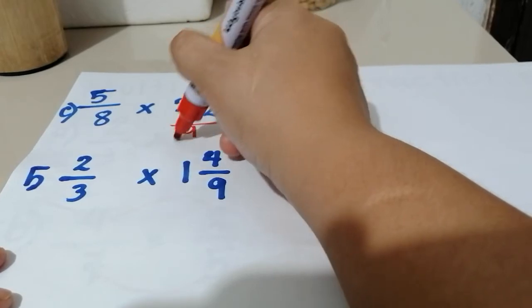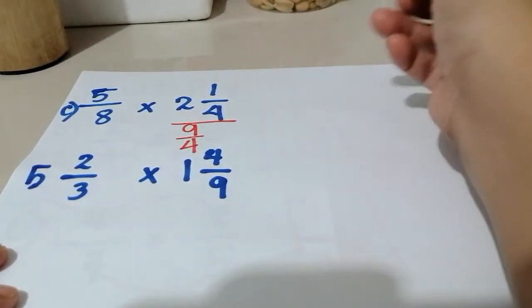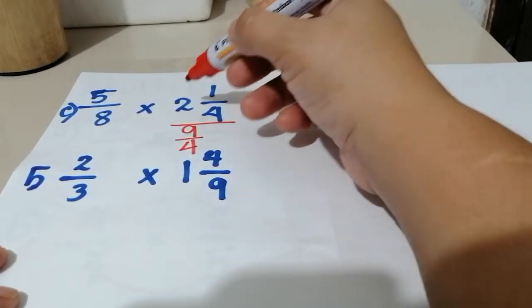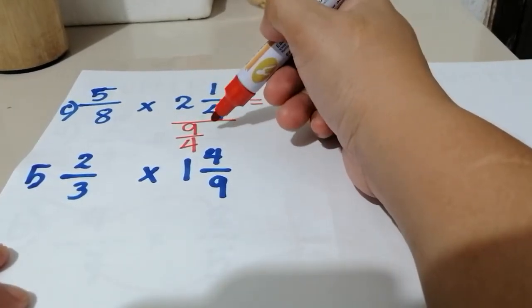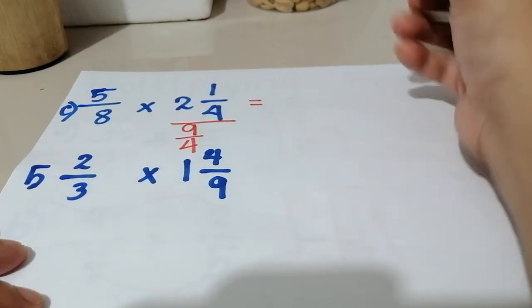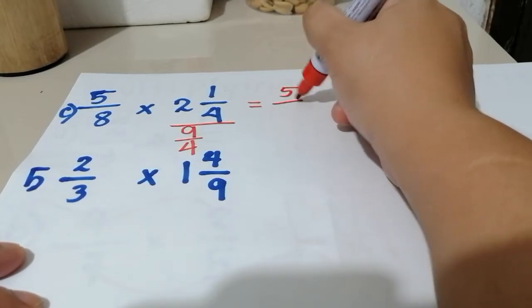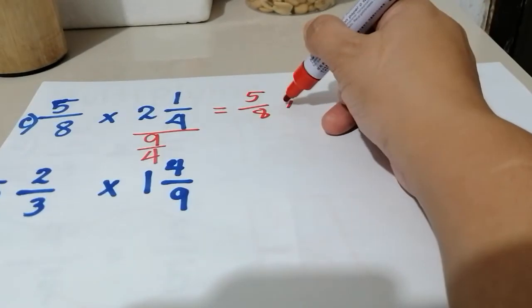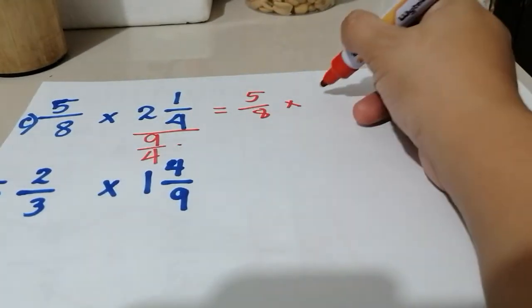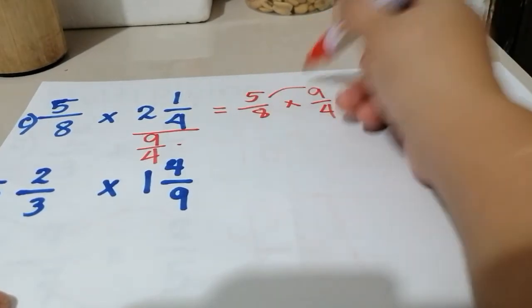So, this is 9 over 4. Ito na yung improper niya. So, since na-change na natin yung 2 and 1/4 into 9 over 4, we are now ready to multiply. So, rewriting this, rewrite lang natin, kopyahin, 5 over 8 times yung improper fraction, 9 over 4. And then after, multiply na tayo.